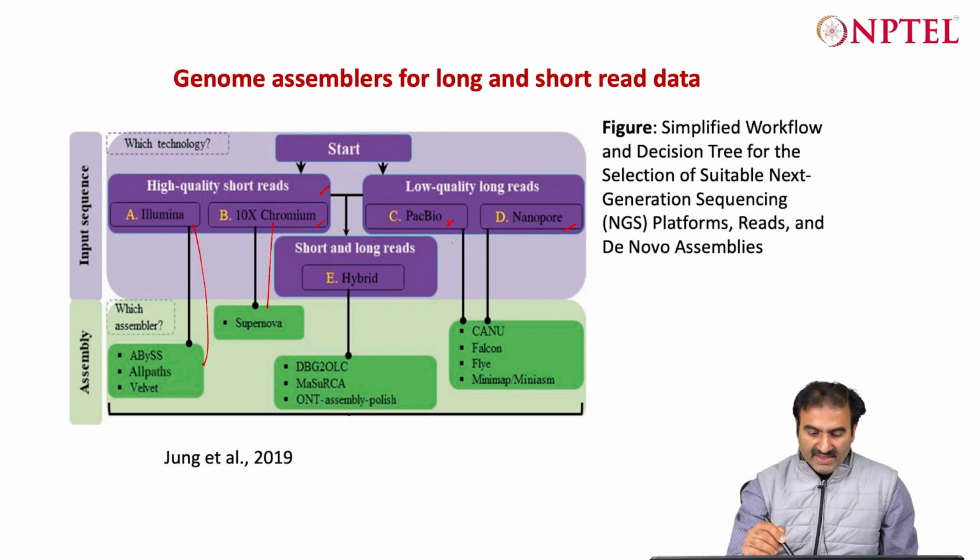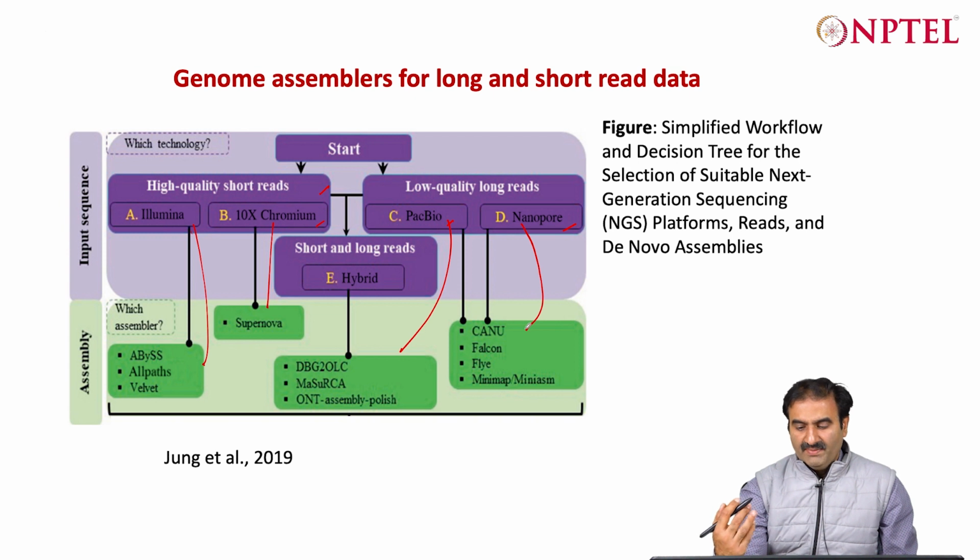We will deal with that today and in the later classes. These assemblers, like Canu, Falcon, Flye, which are for long reads, are based on OLC, and those for short reads are generally based on the De Bruijn graph, DBG.